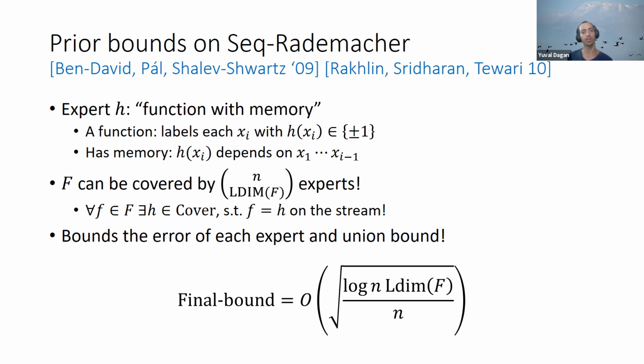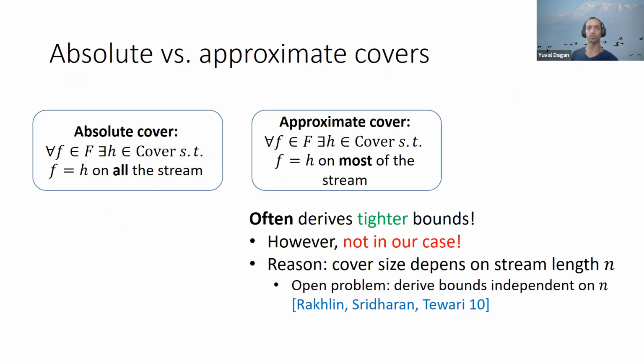And notice here that the f can even be infinite, but always for a finite stream, we can always find a finite set of experts that cover it. Now, this bound is redundant by a factor of log n, and we want to improve over this bound. So a standard approach to remove such a logarithmic factor is to replace the cover that was given in the previous slide with an approximate cover.